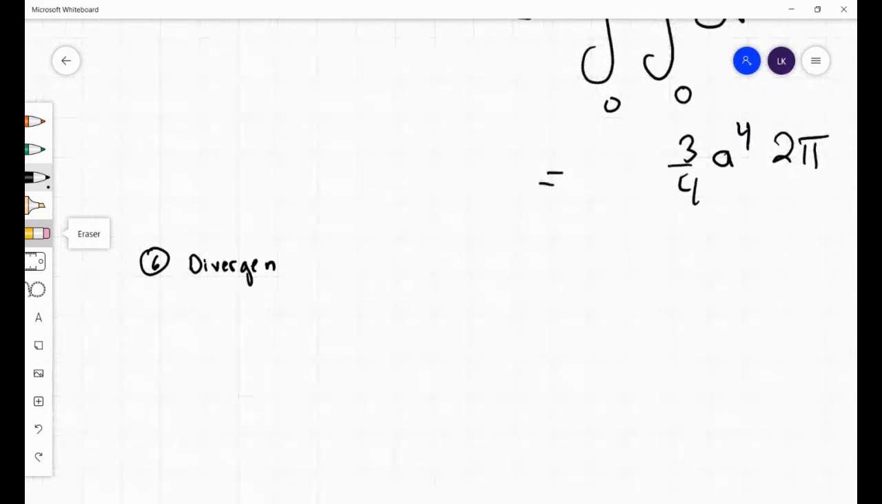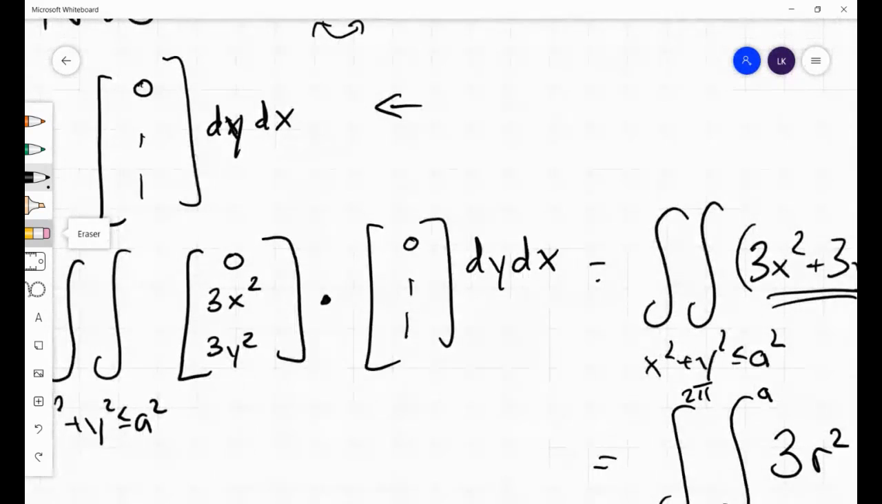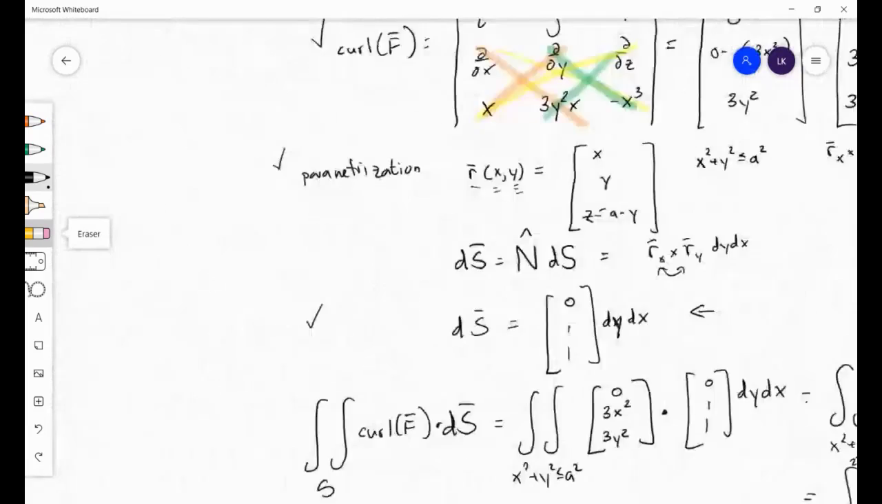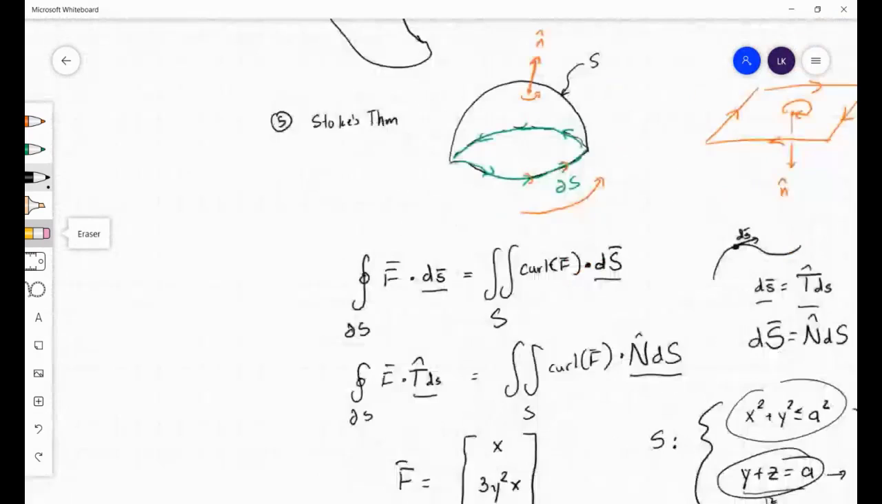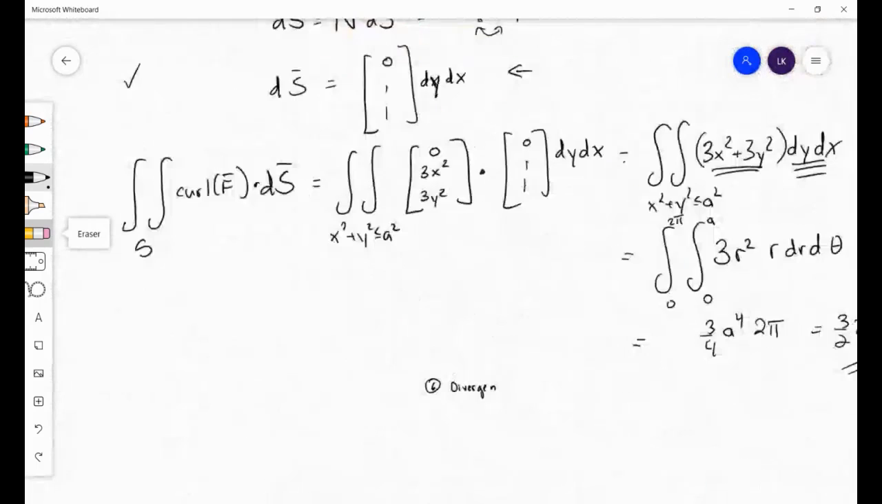Oh, how many did I have already? One second. So this Stokes theorem was number 5.